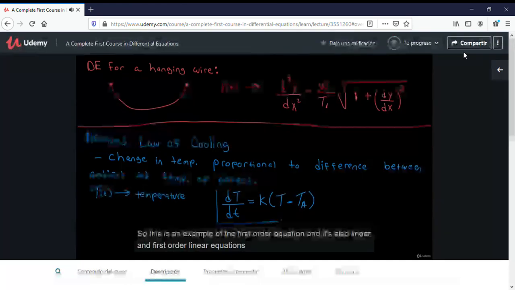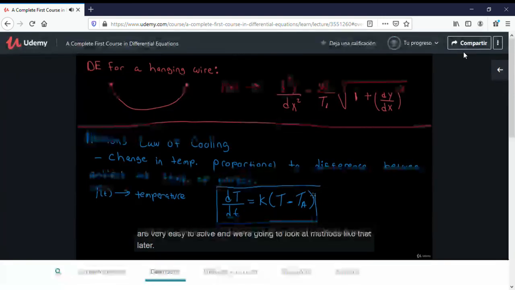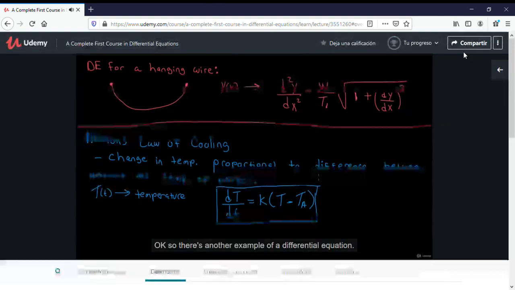So this is an example of a first order equation, and it's also linear. And first order linear equations are very easy to solve, and we're going to look at methods like that later. Okay, so there's another example of a differential equation.